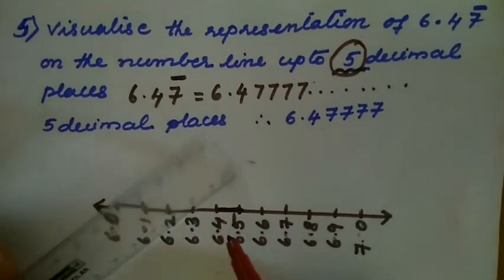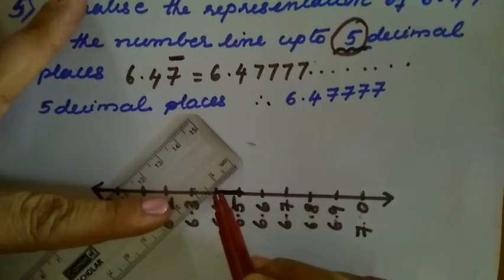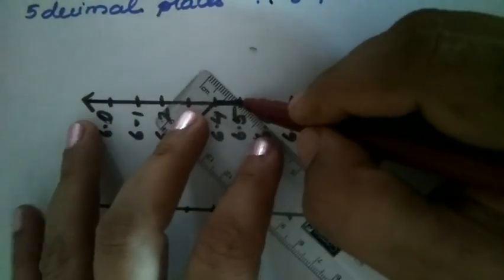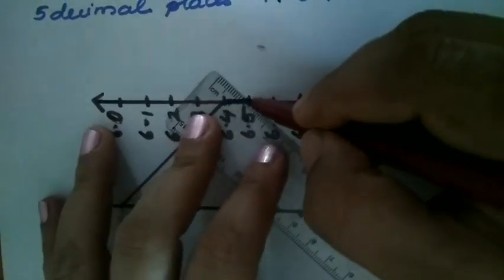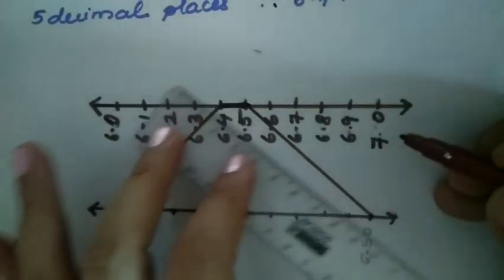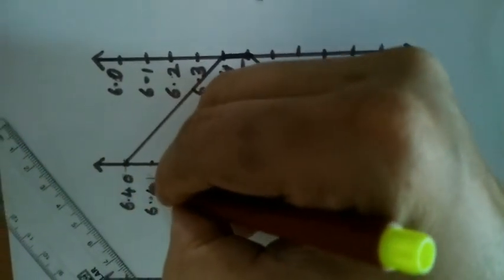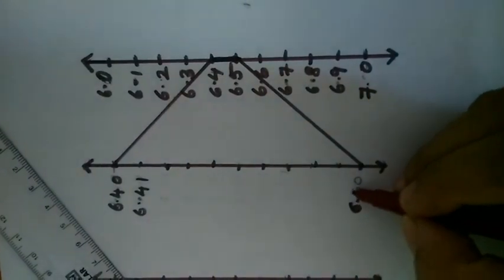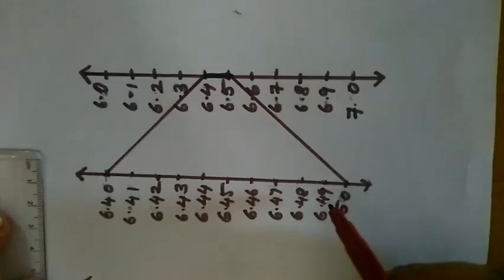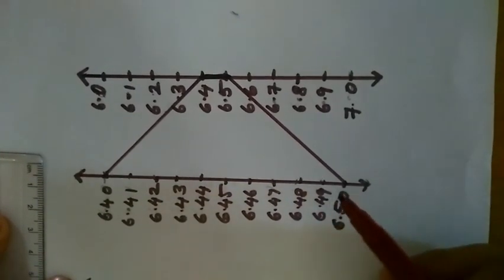So the next magnification comes here. The first number is 6.40 and the ending number is 6.50. So here I will write 6.40, next is 6.41, starting like this, I have to end with 6.50. I will complete this one. So now I have completed it.